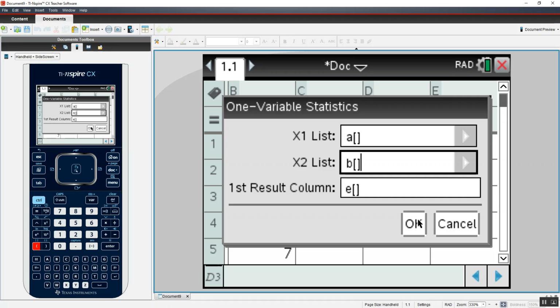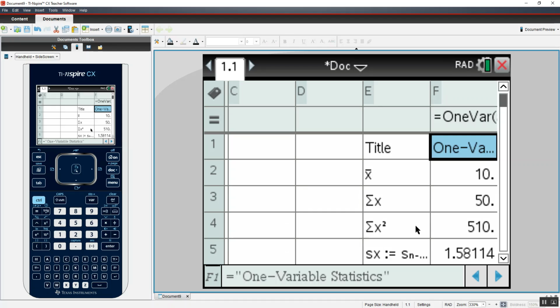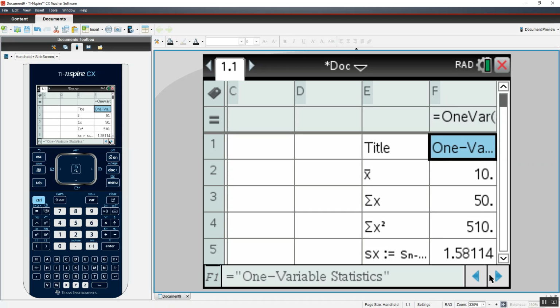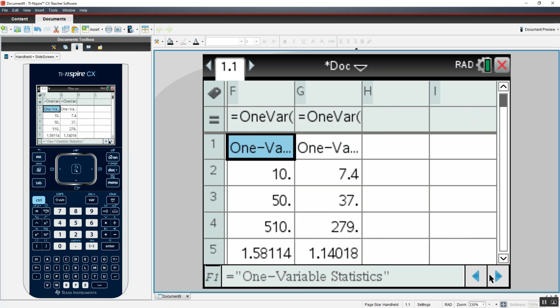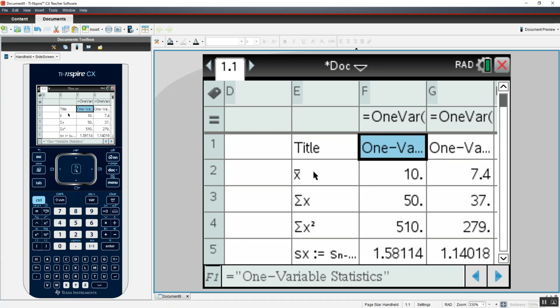Okay, Inspire people, do you see? So yeah, that makes sense. This is the first column with the list. This is the second column. Then this is where the results go. And then it gives you out our results. All right, so we got our mean.